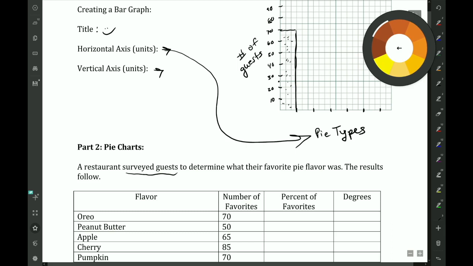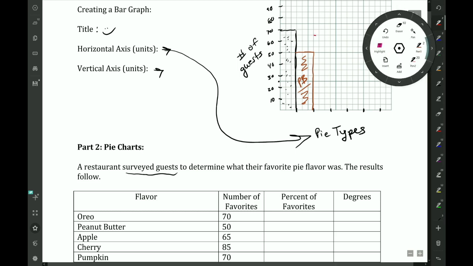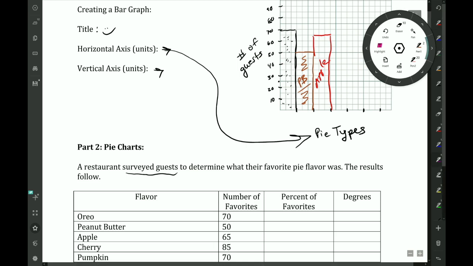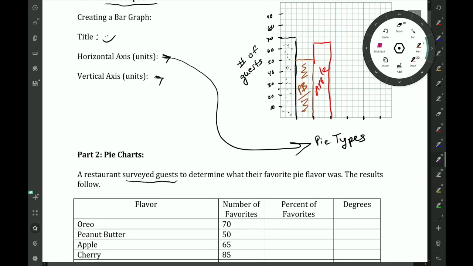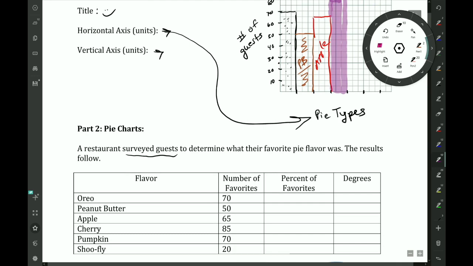Okay, and we have 50 peanut butters. I personally think there should be a little bit more of the peanut butter enjoyers. Okay, apple and so forth. So apple 65. And cherry, that's what I probably should have used red for. We'll use purple, why not? 85. You guys get the idea of this here, so I might even just skip ahead and have the whole graph plotted for you. For whatever reason, purple is cherry, pumpkin is orange.